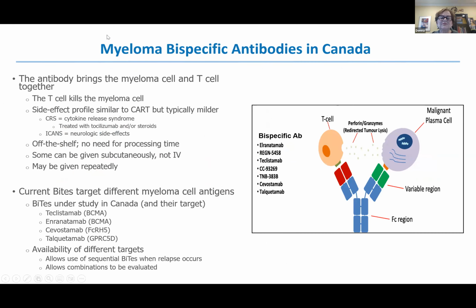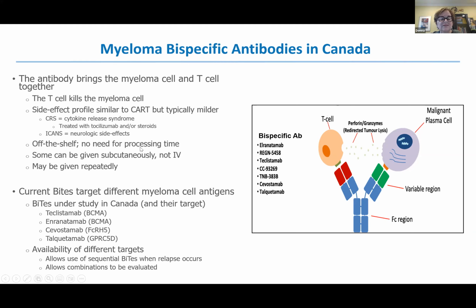I probably shouldn't spend as much time on bispecifics, but we expect one to be approved by Health Canada very soon, teclistamab. And I've already talked about how it works, but it releases these granules, these different little cytokines, markers that can kill the tumor cells. So you do see cytokine release syndrome, and you do see neurologic side effects, just like you do with CAR T. They're generally milder. The real advantage is these are off the shelf.